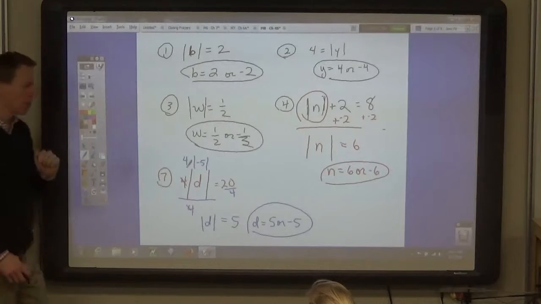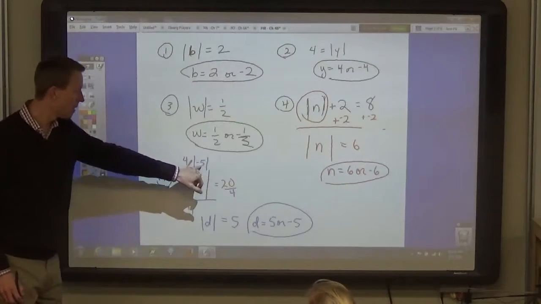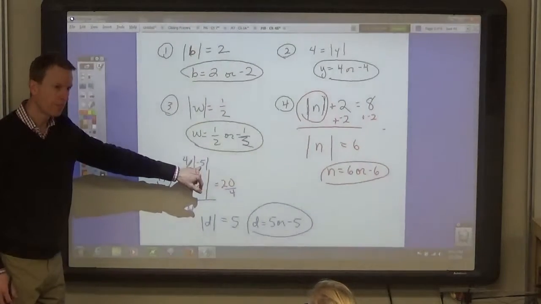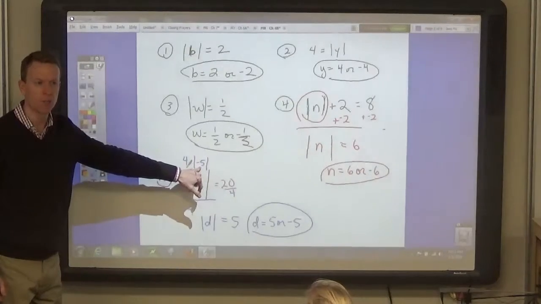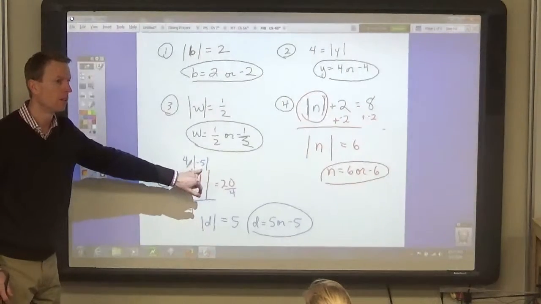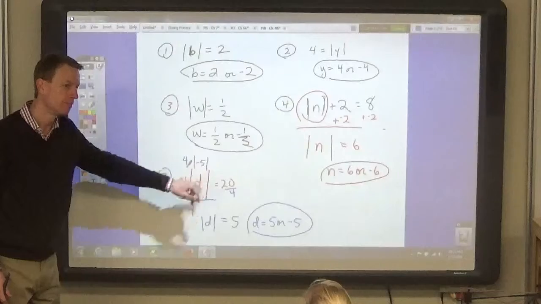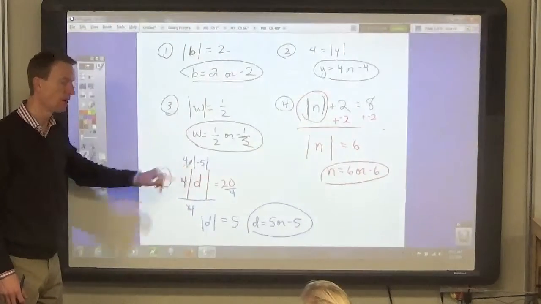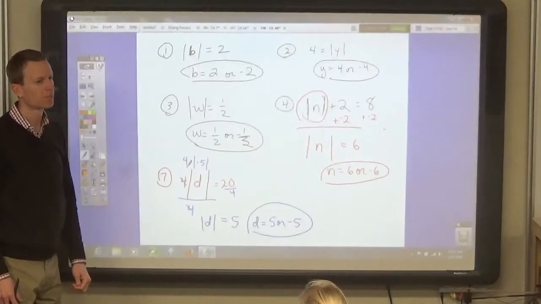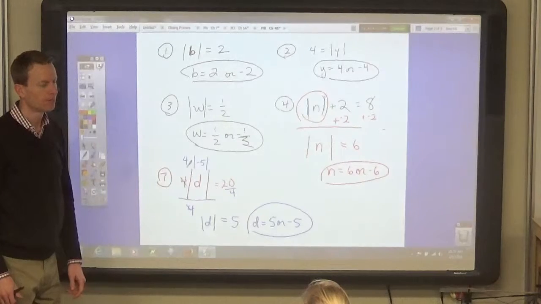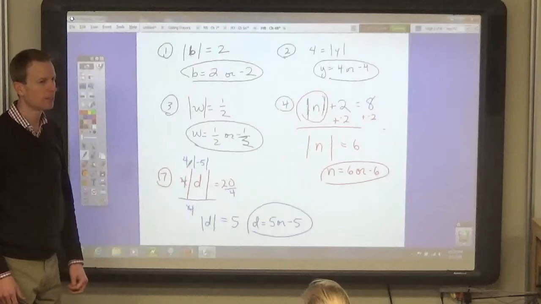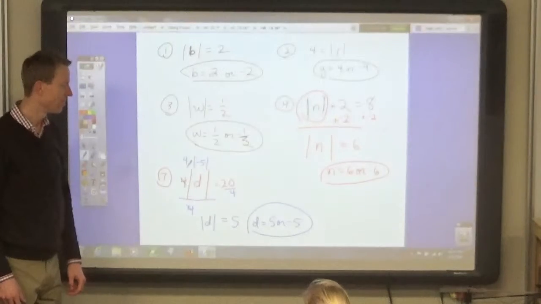Excuse me. I got messed up. Since negative 5 is inside the absolute value bars, it makes this positive. So then it's positive 5 times 4. Okay? Does that make sense? Yeah. Okay. I just messed up. That's okay.